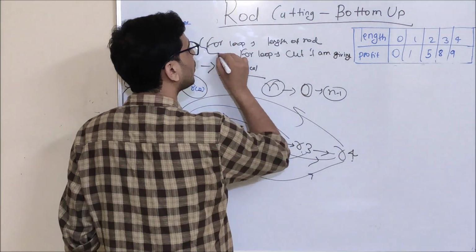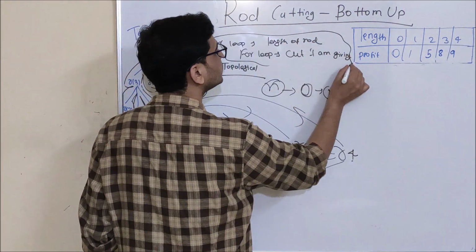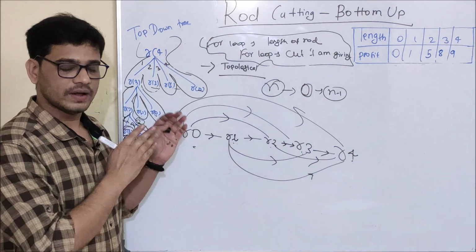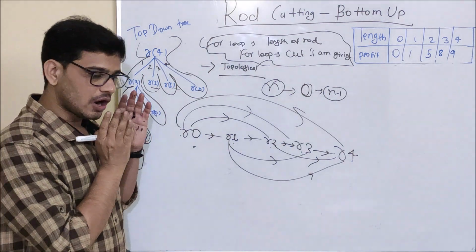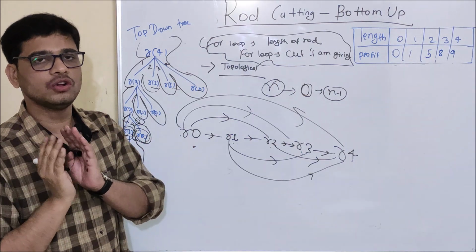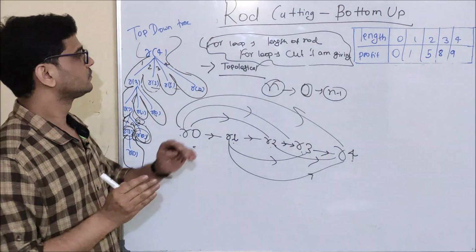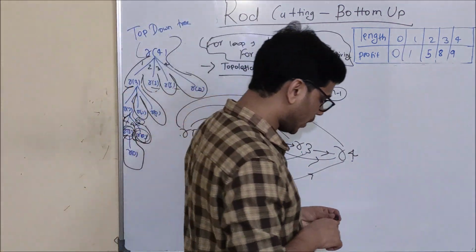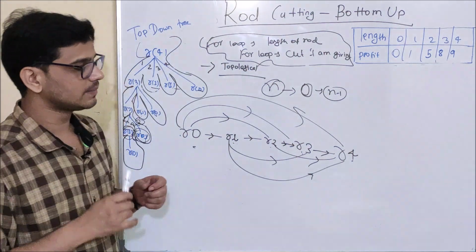This is how my for loop will look inside my bottom up code. That is, I will have two for loops, one inside another. The outer for loop will keep track of my rod length and the inner for loop will keep track of my cuts. Okay, so this is in short how my bottom up code will be.